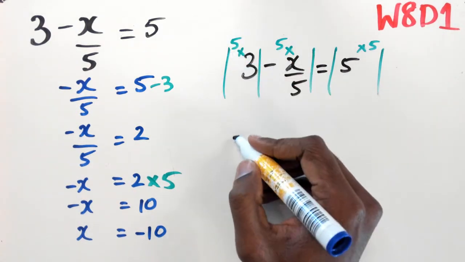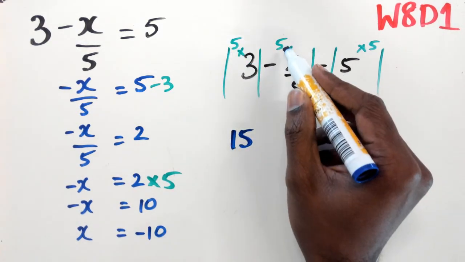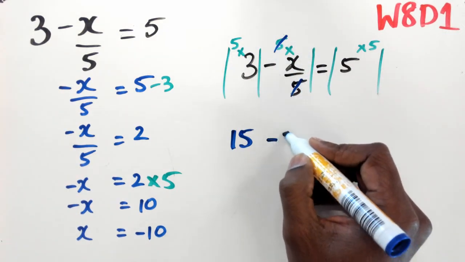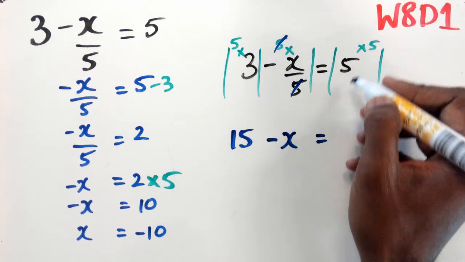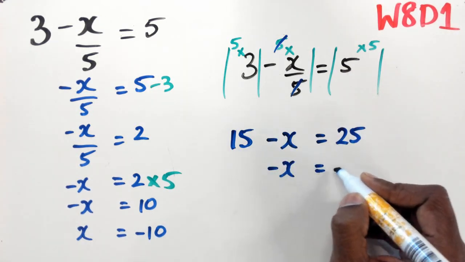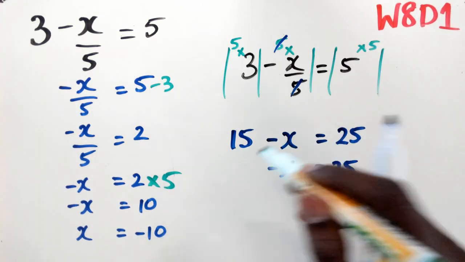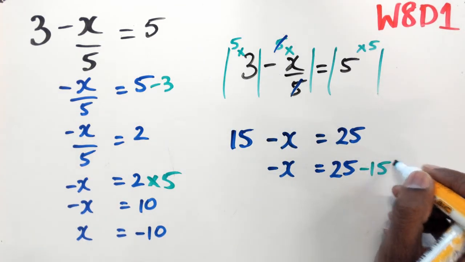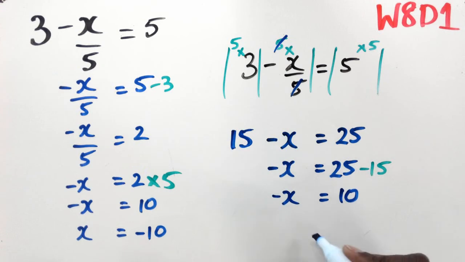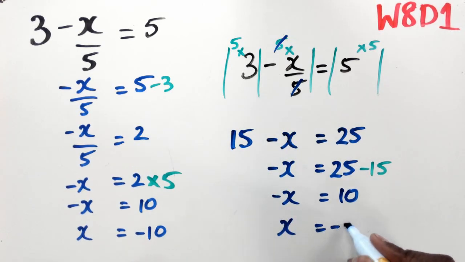So 5 times 3 is 15. 5 times x over 5, well that's why the 5's disappear, and I'm left with just negative x. Equals 5 times 5 is 25. So I've got negative x is equal to 25, and when 15 comes over to this side, it's minus 15. So I've got negative x is equal to positive 10, and then x is equal to negative 10. As you can see, both methods, same answer. Pick the one you like to work with.